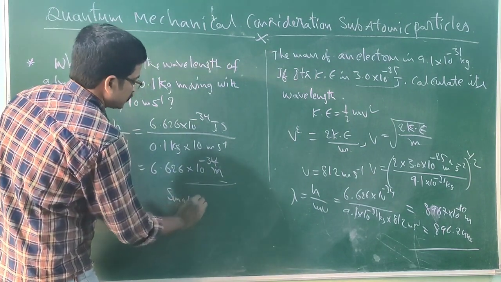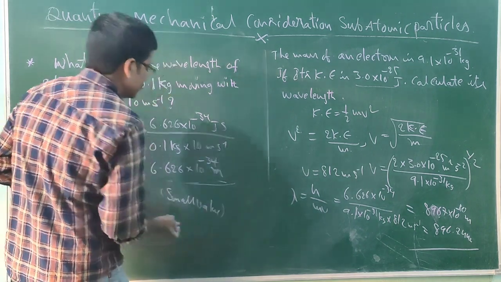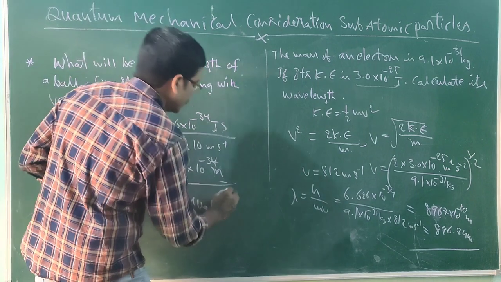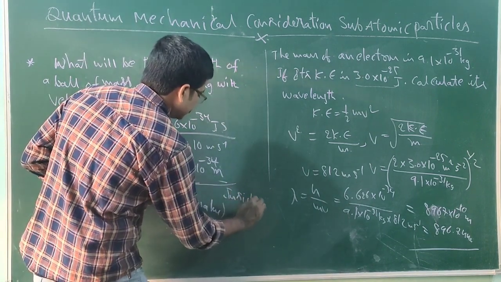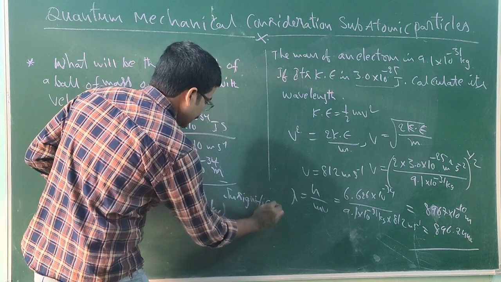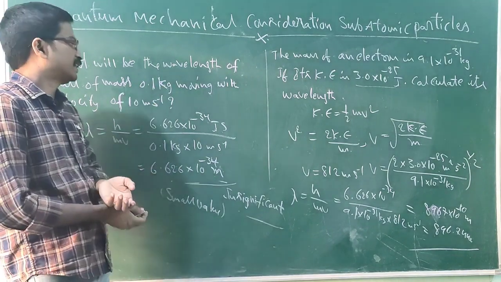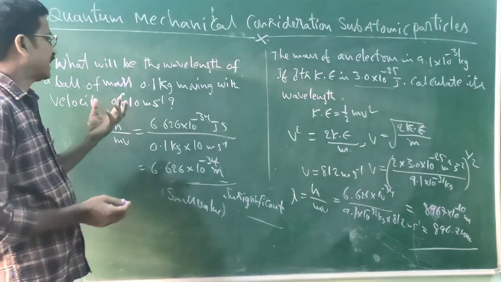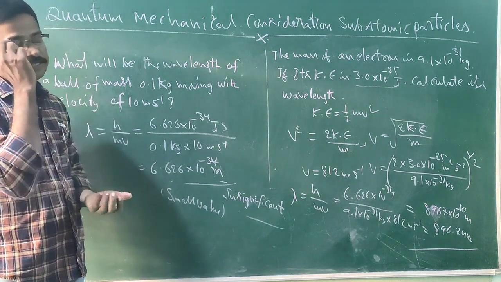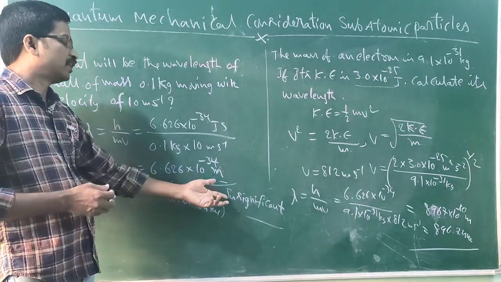This is a small value, and it is insignificant. Because of this small value, we can say it is not a significant value. It's a very low value. Lambda for 0.1 kg, which means 100 grams, I think. For a 100 gram ball, the wavelength is very small, considerably small, and insignificant.